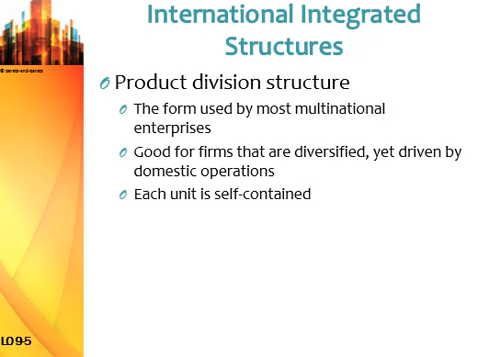Let's talk about the most widespread types of structures, the form used by most multinational enterprises. So, for example, the structure in Coca-Cola: Sprite marketing or Fanta marketing is global, right? The people who work in the Fanta marketing department or Sprite marketing department are responsible for it globally, and they oversee their local licensees as well.